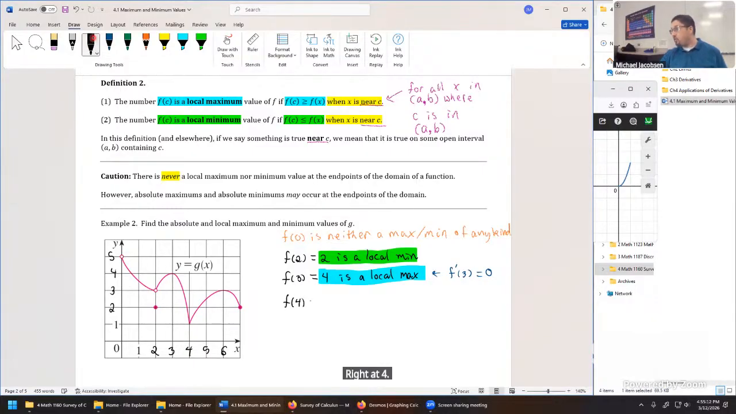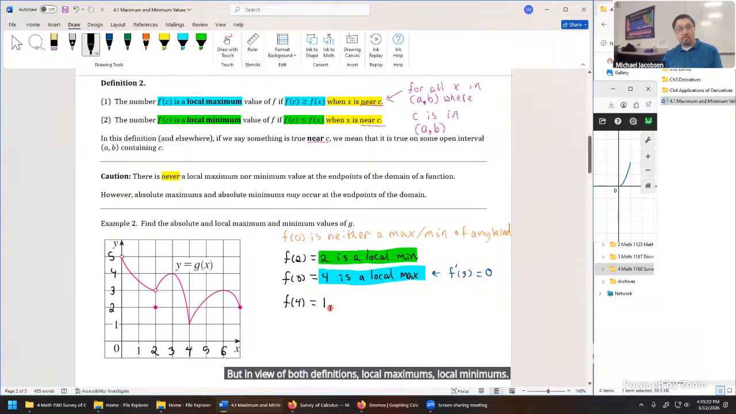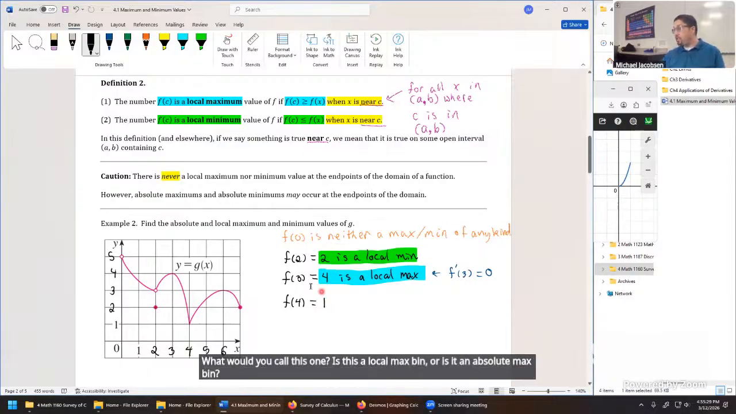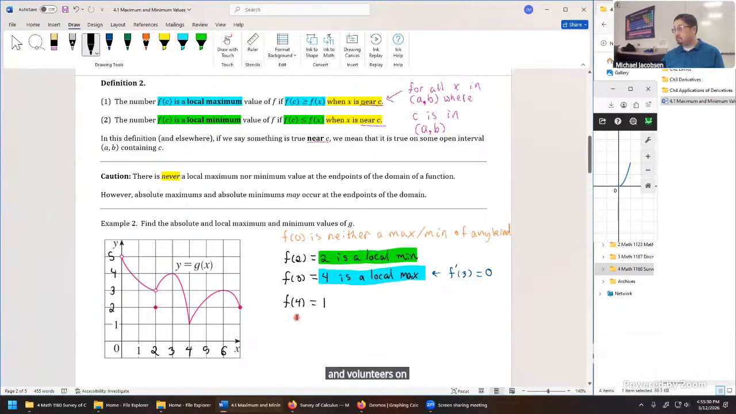We can say f at 4 equals a value 1. But in view of both definitions, local maximums, local minimums, what would you call this one? Is this a local max min or is it an absolute max min? Any volunteers on how to categorize this one?